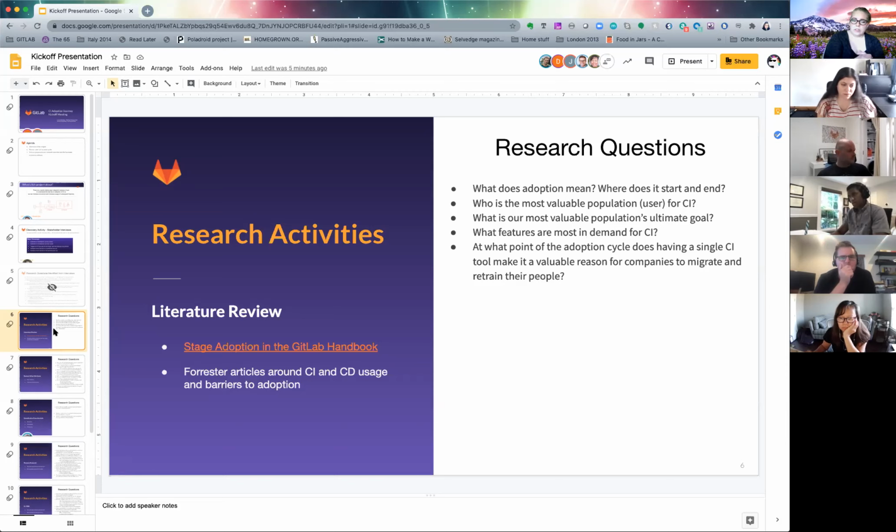We're also going to do a dive into Forrester and see what articles they have around CI and CD usage and the barriers to those features and functions, and why people don't adopt them, or maybe why they're accelerated in their adoption, and what we can do to pull that information into our product and our documentation as well. And so in this activity, we're hoping to answer the questions on the right-hand side.